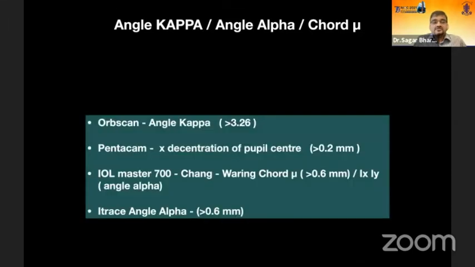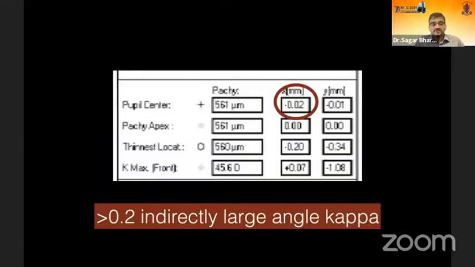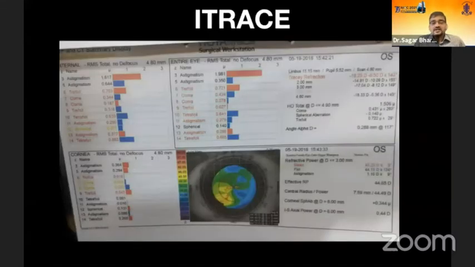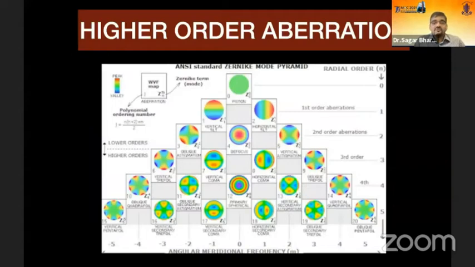Now, the cutoffs that are given for different machines are as shown here. With OPD-Scan, anything more than 3 degrees is significant. For Pentacam, X decentration of more than 0.2. With IOL Master 700, you have what is called Chang varying chord, which if it is more than 0.6, is significant. And with iTrace, you get angle alpha. So this is Pentacam. This is IOL Master's Chang varying chord distance 0.2. And this is iTrace, where you get angle alpha. Anything above 0.5 to 0.6 is significant. You would avoid putting in a multifocal IOL.